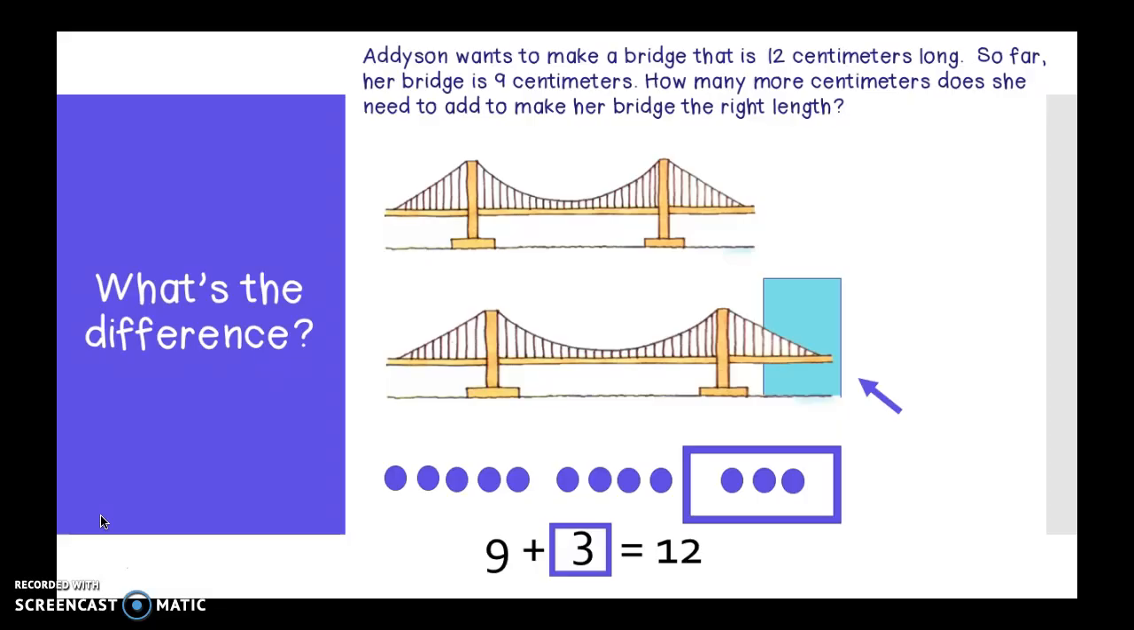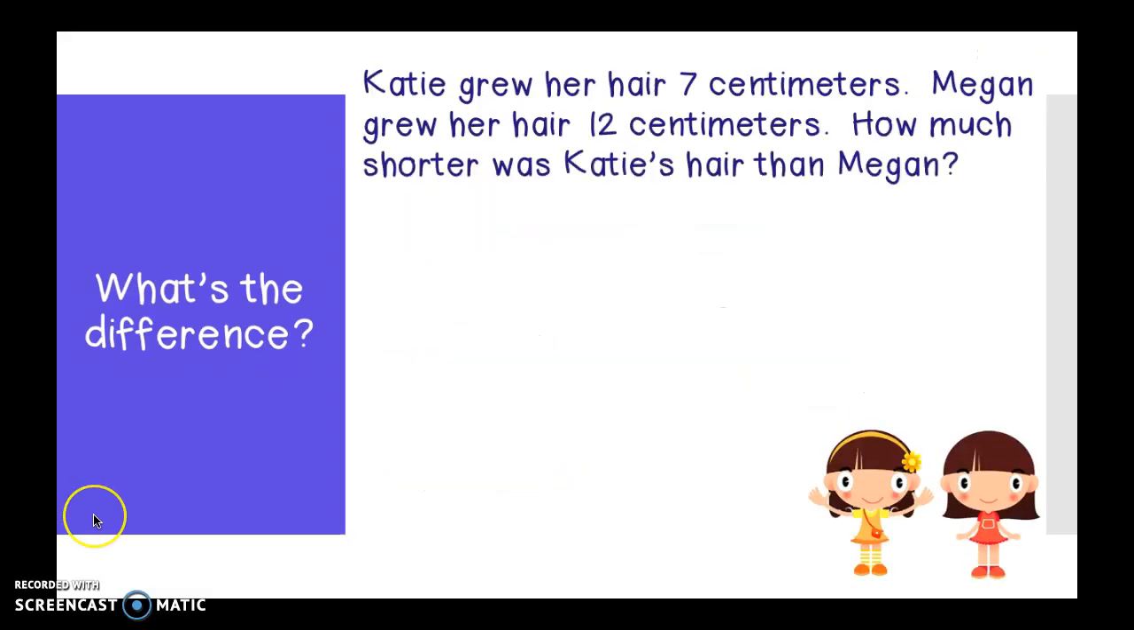Let's try another one. For this one, friend, you either need a dry erase board or a math journal because I'm going to have you go ahead and try it with me. All right, press pause if you're not ready and press play when you are. Here we go. Katie grew her hair 7 centimeters. Megan grew her hair 12 centimeters. How much shorter was Katie's hair than Megan's?